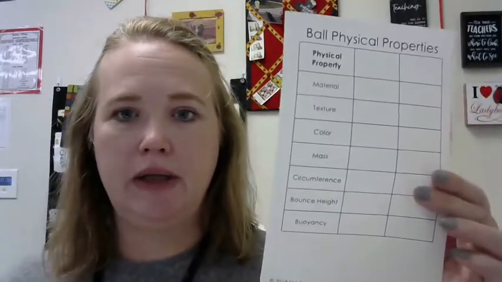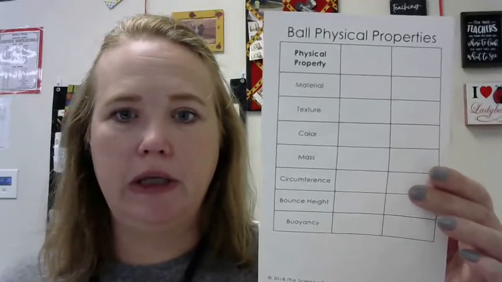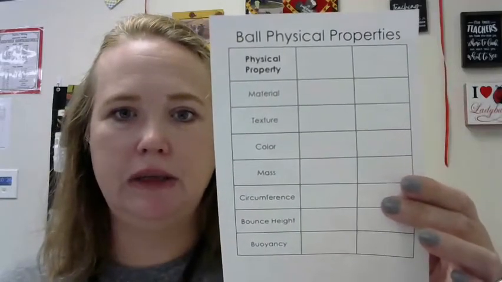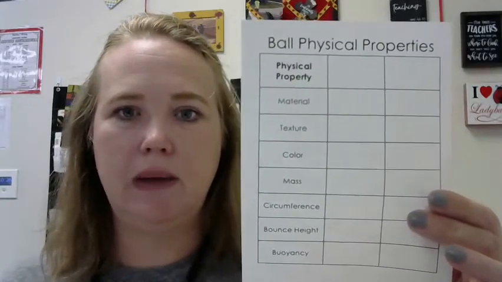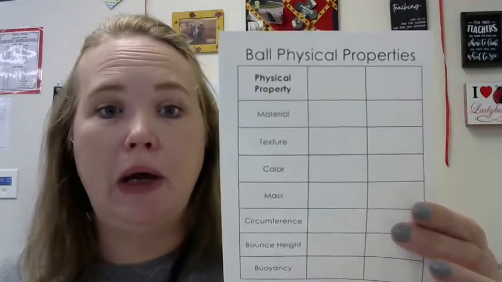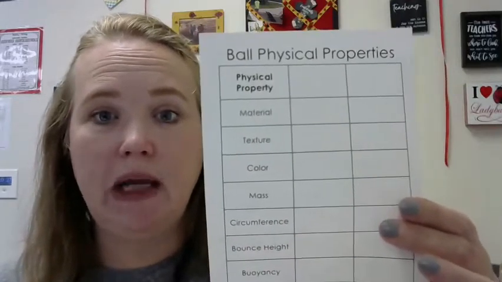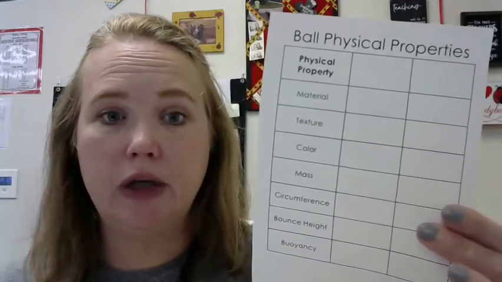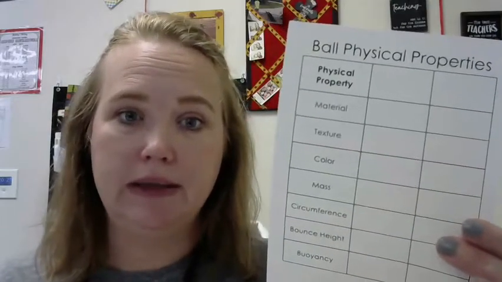Okay, you're going to need to dig in your manila envelope that you got in the mail and find this ball physical properties paper. It's just half a sheet. It says ball physical properties at the top, and then it says physical properties and has some squares. If you need to pause to go find this, go do that. I'll also attach a copy of this page so that if you did not receive a manila envelope or you've lost it, you can print this out.